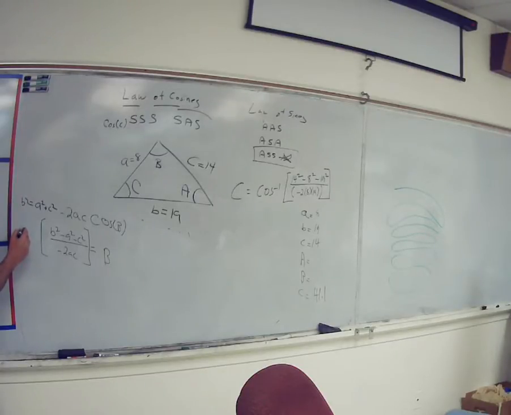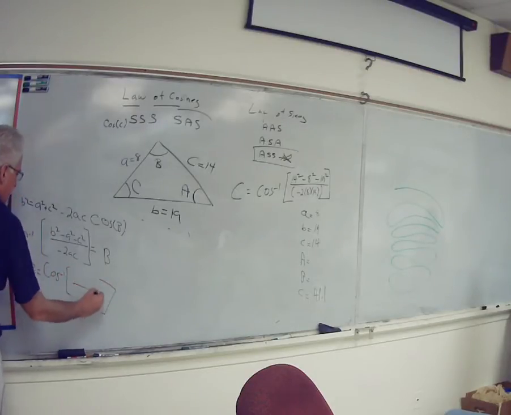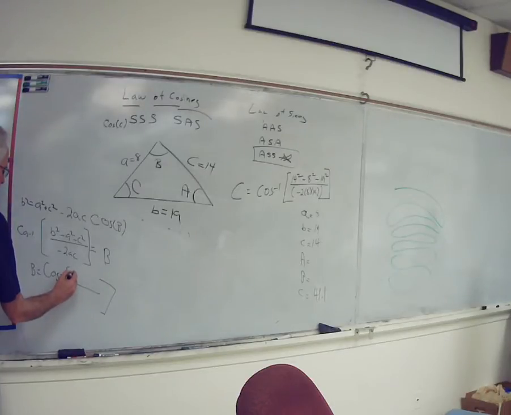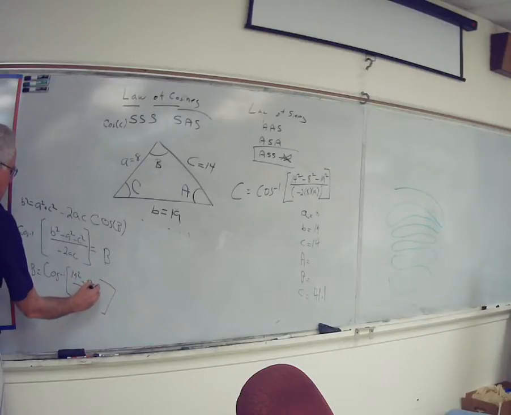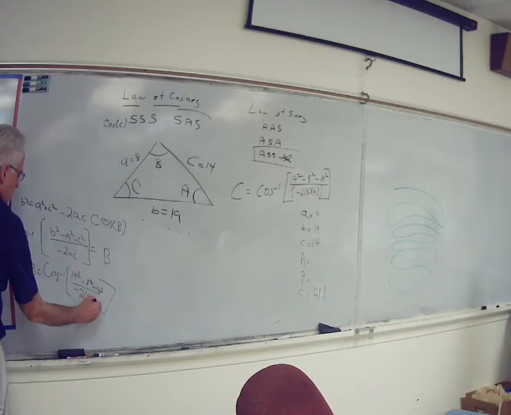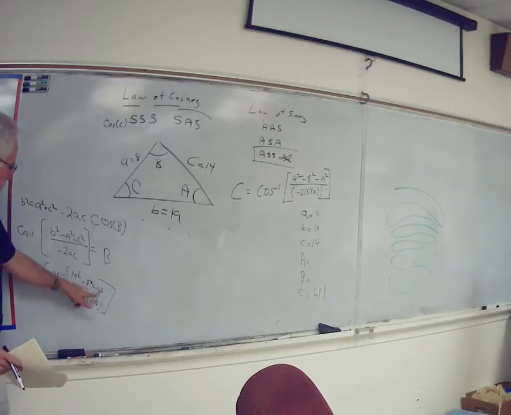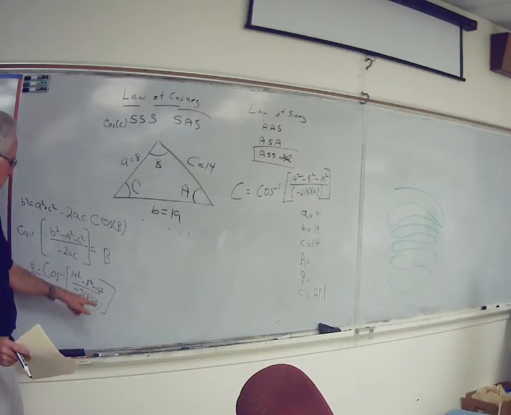Cosine inverse, right. So I just unwound this to this, just like we did in the other one. So now we're just going to say B is equal to cosine inverse. Catherine, can you help me with the numbers so I can just look at what I'm writing? Yes, sir. It's going to be 19 squared minus 8 squared minus 14 squared over negative 2 times 8 times 14.